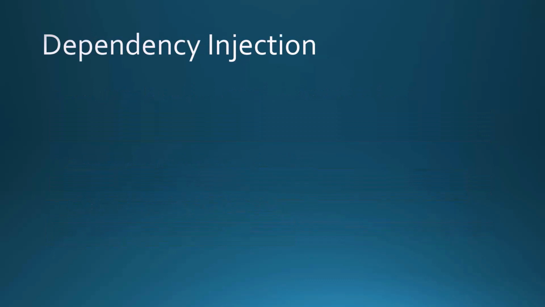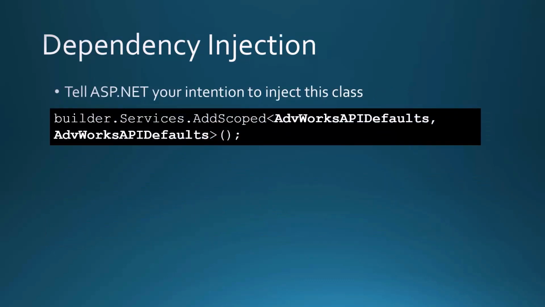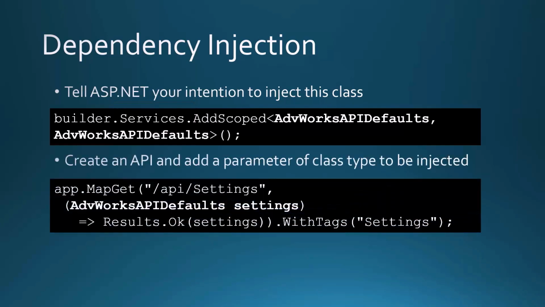www.example.com/hello/John. One thing I mentioned was dependency injection. What this is, we tell ASP.NET that we want to inject a class, in this case called AdventureWorks API Defaults, and we add this to the services collection. Once it's in that collection, ASP.NET knows that when you have a parameter of that type in a function, so in this case, app.mapGet, and look at that second parameter we're passing into the function, AdventureWorks API Defaults, it says, oh, well, no problem. I'll create an instance for you and pass it to your function automatically. That's really a neat feature, and we're going to see examples of this. I have a whole section just on dependency injection.